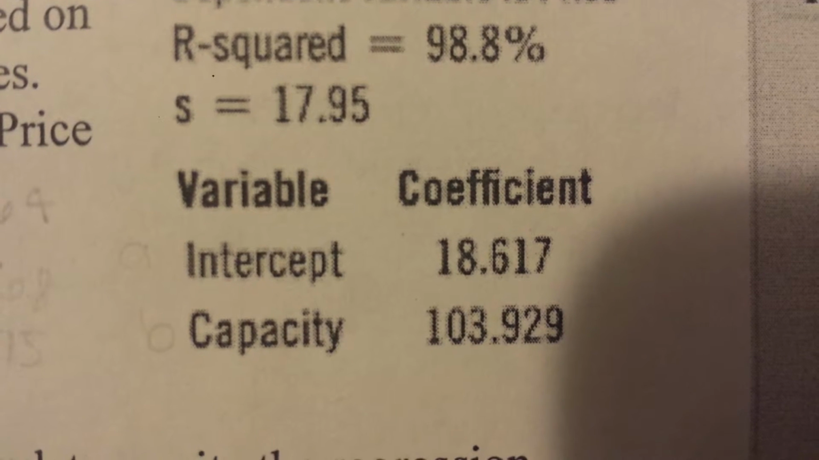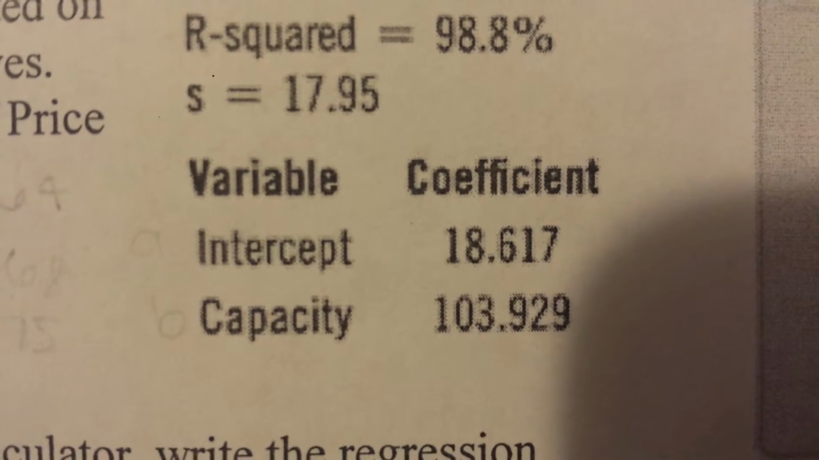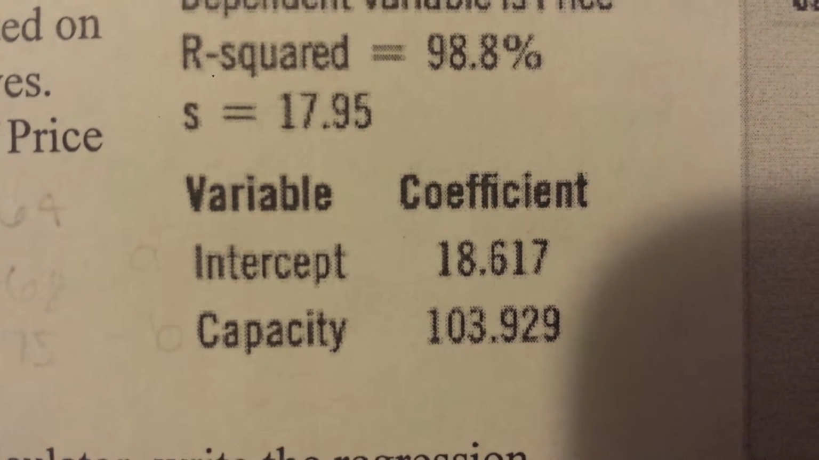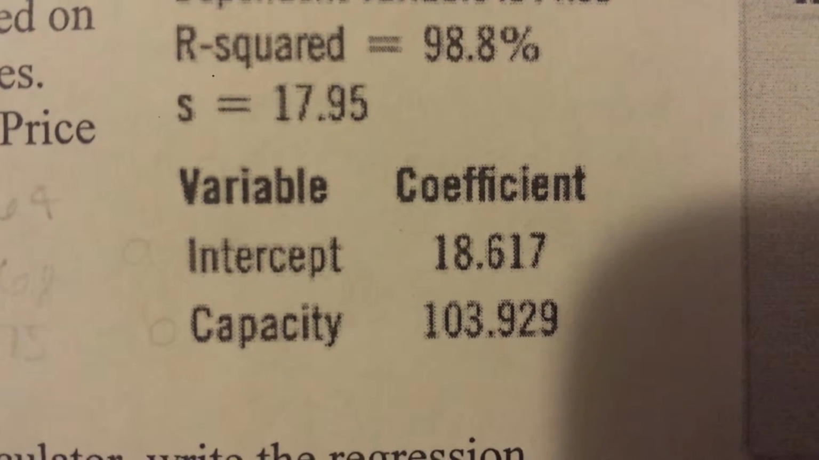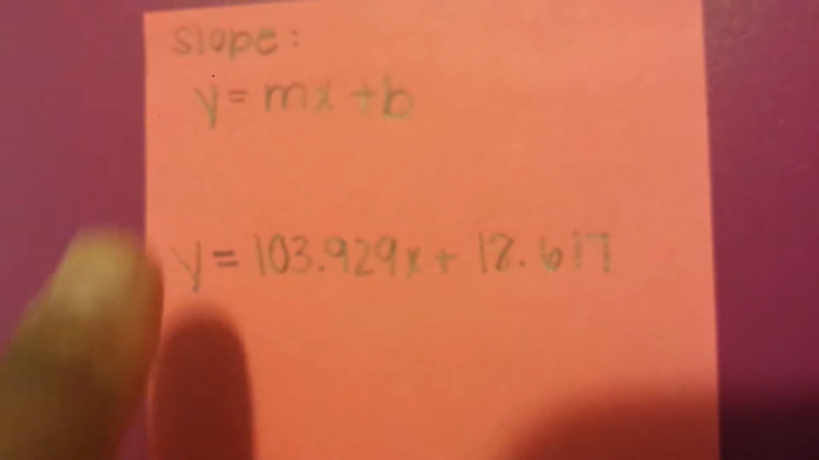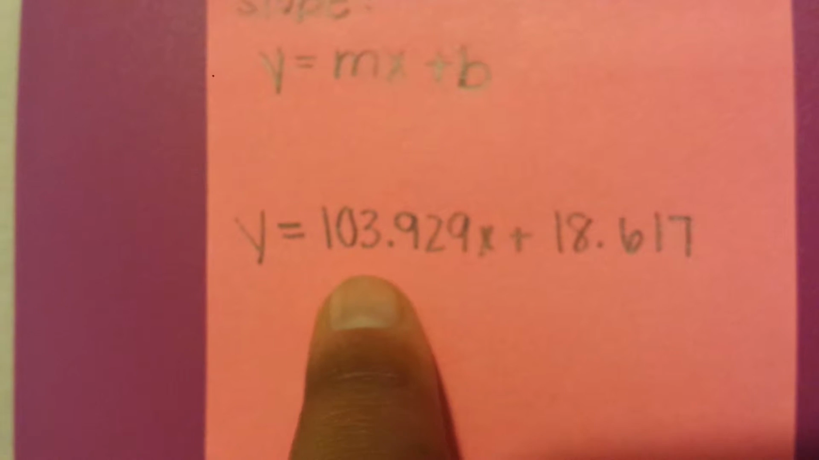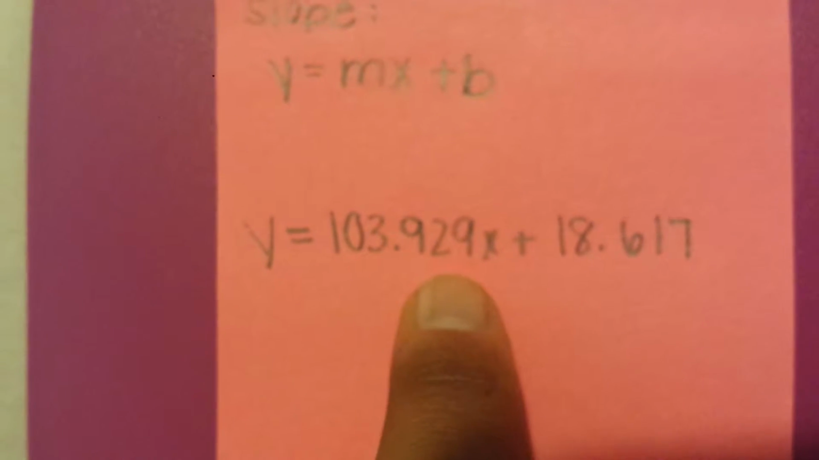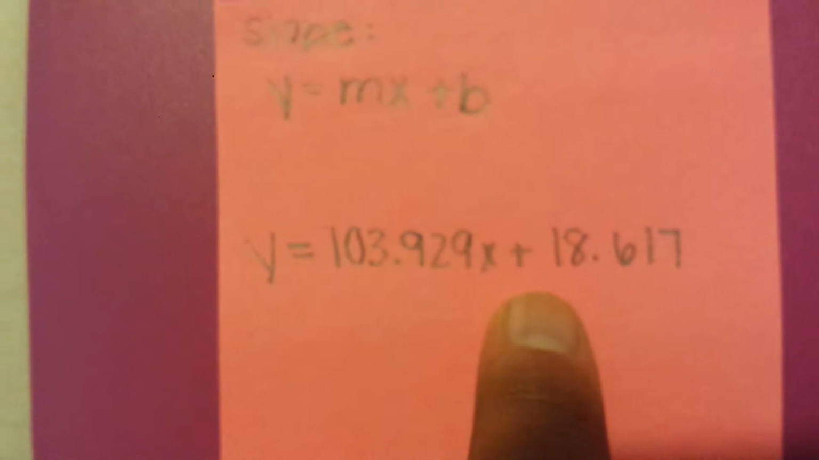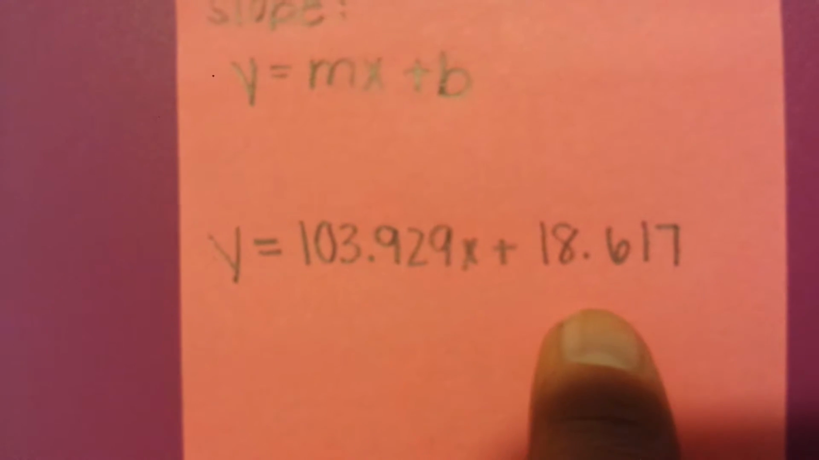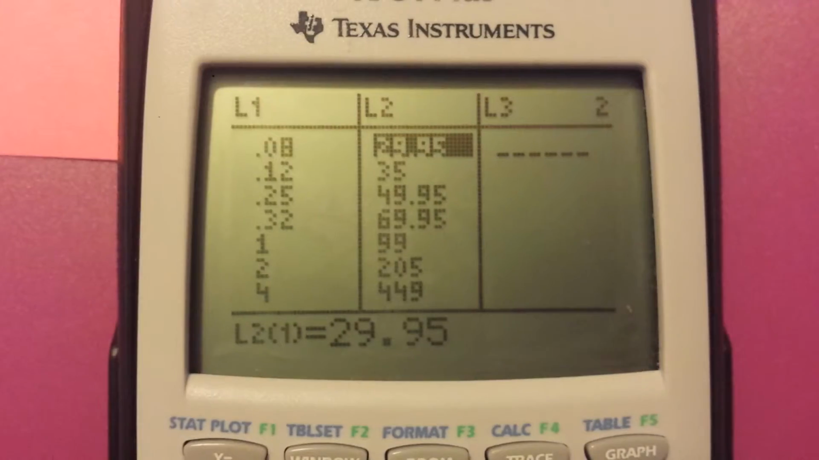Here we are given the y-intercept, which is b, and the capacity, which is x. So when we plug it into our slope-intercept equation, which is y equals mx plus b, since we know our capacity is x, we have y equals 103.929x plus our y-intercept, which is 18.617.